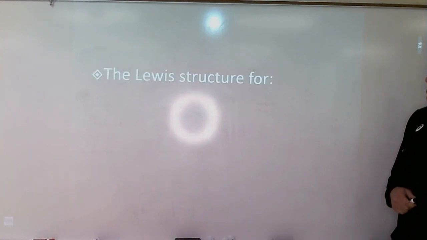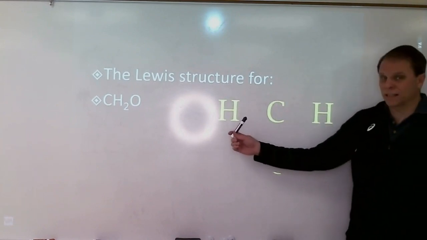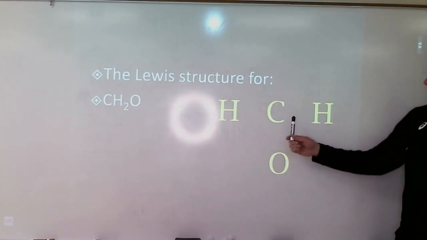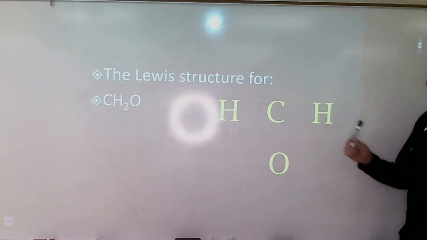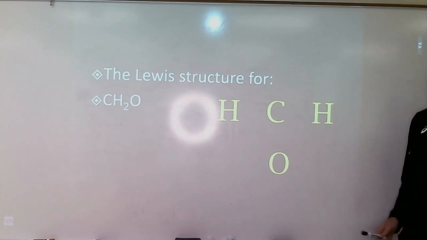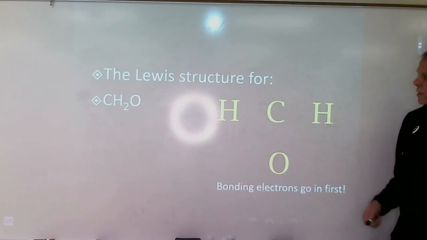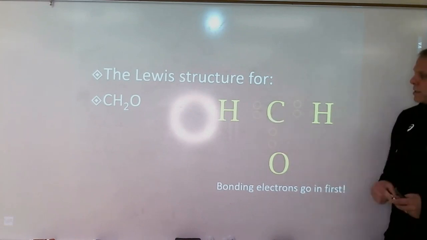Remember I said there were 2 of them. Let's do CH2O, okay? So first thing you got to do is count up all the electrons. Valence electrons, 1 for hydrogen, 4 for carbon, that's 5, 1 for hydrogen, that's 6, and then 6 for oxygen. I need to get 12 total electrons here. So my first thing I'm going to do is put my bonding ones in first. So I'll put my bonding electrons here, here, and here.